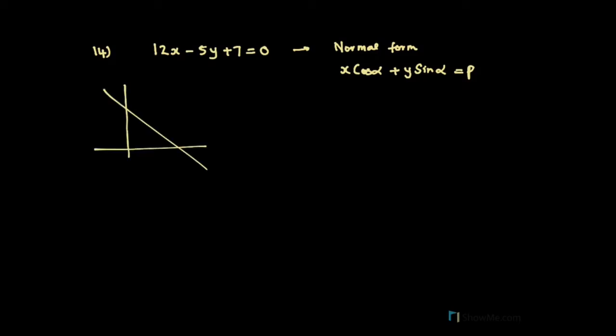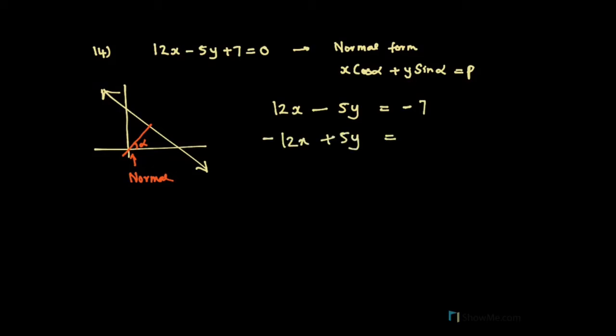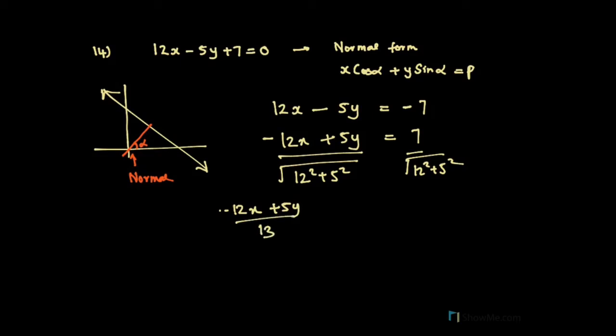So, let me remind you that this is a line 12x minus 5y plus 7 equal to 0. The normal, which is the red line, makes an angle alpha. Now, we need to find alpha. We also need to find the length of the red line, which is p. So 12x minus 5y is equal to minus 7. Now, since the right hand side is minus 7, bring it to the other side, so minus 12x plus 5y is equal to 7. Now, you divide both sides by root of a square plus b square, which is root of 12 square plus 5 square. This is how we convert the general form to the normal form. So, you are going to get minus 12x plus 5y by 13 is 7 upon 13.